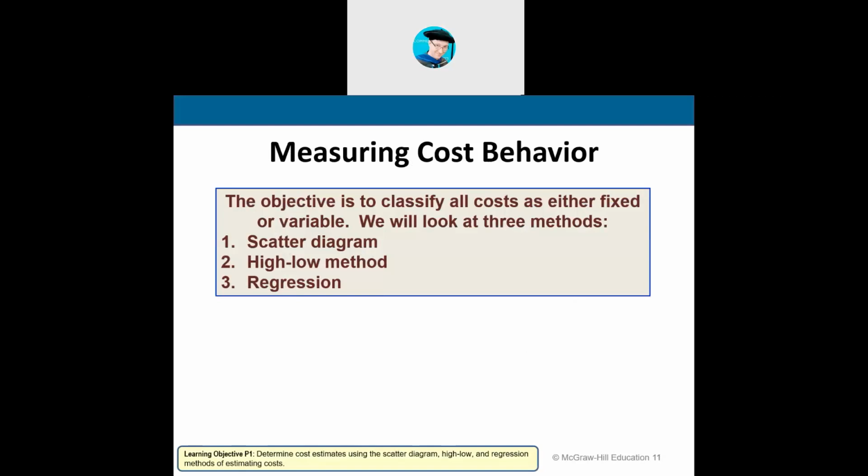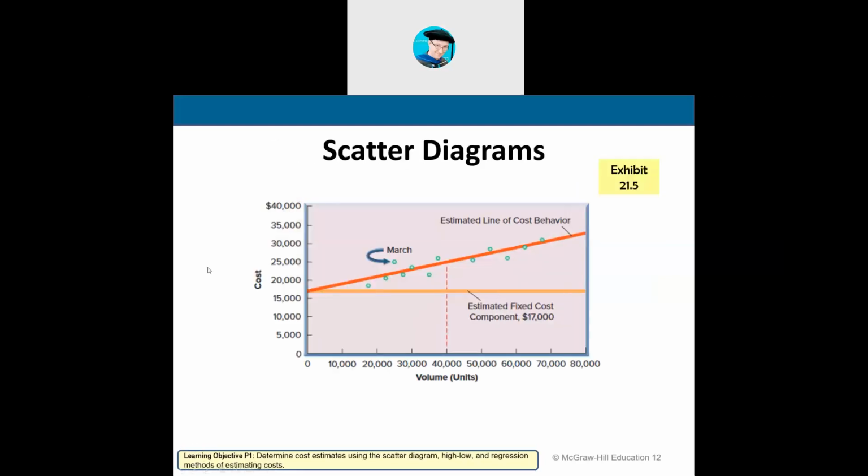With cost behavior, there's a couple of different graphs that we look at. These graphs show us how we classify fixed and variable costs. So there's three methods. One's called a scatter diagram, second is called the high-low method, and third is called regression. You might remember some of this from your statistics class. If you haven't taken statistics already, which I think you should have, something like this will come up in your statistics class.